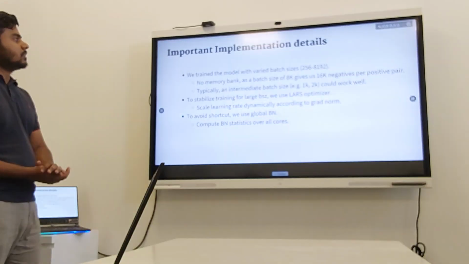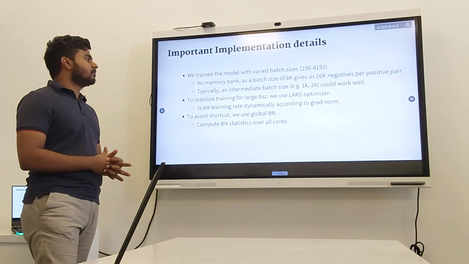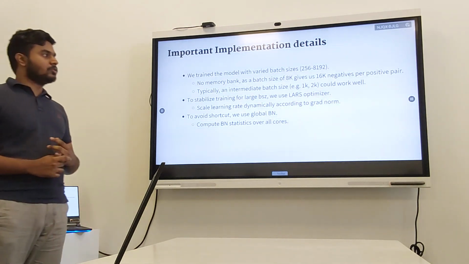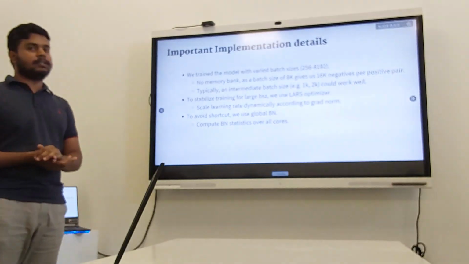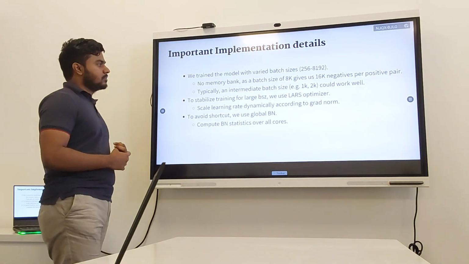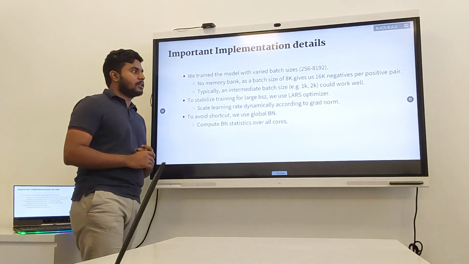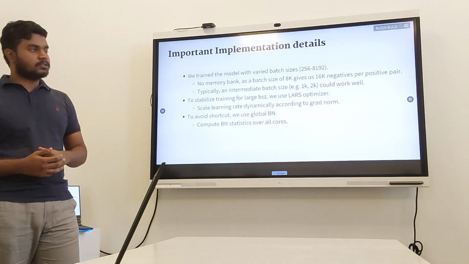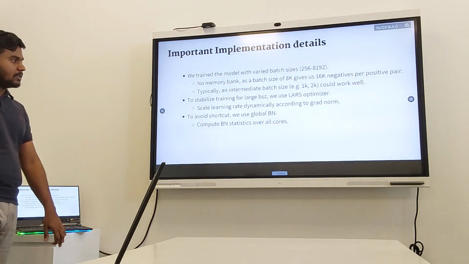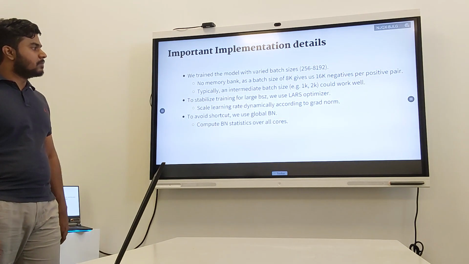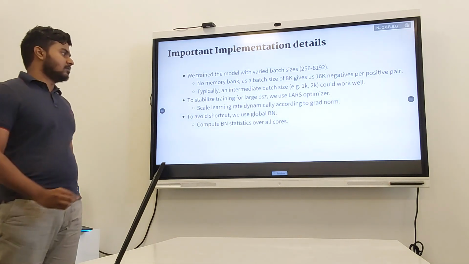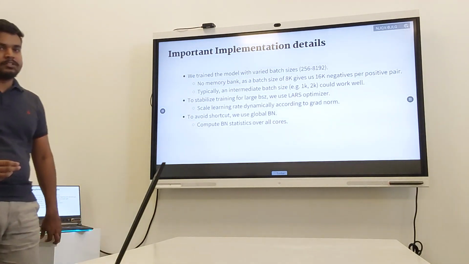Now the important implementation details. They train the model with a large batch size. As they aren't using any memory bank or any mining for negative examples, they have used a large batch size like 8,000, so that they can have a large amount of negative examples per positive pair. And to stabilize the noise given by large batch sizes, they have used the LARS optimizer.